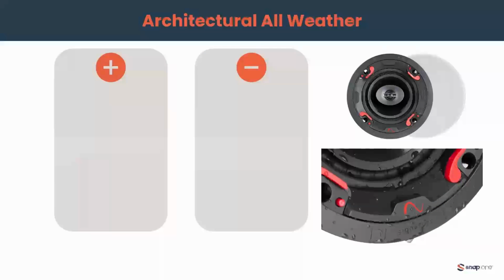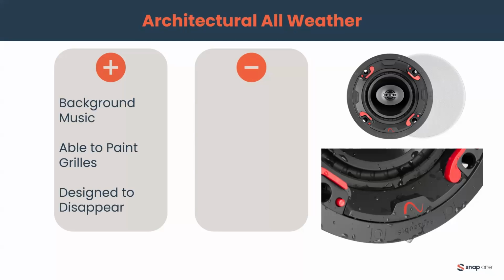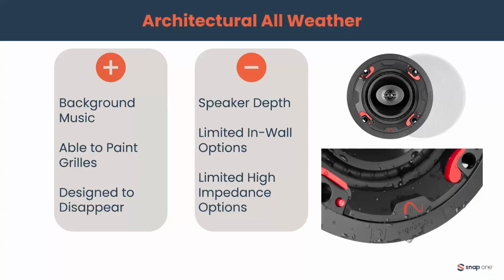Something that I think most of us actually forget about is we do have architectural all-weather speakers, whether in-wall or in-ceiling, and they're weather resistant and available in multiple sizes and configurations. Some of their benefits: they're great for background music, their grills can be painted to match decor, and they're designed to disappear into the ceilings and walls. Some of the downsides: they may not fit in a shallow mounting space, so you have to make sure you have depth. In-wall options are relatively limited, and you really have limited high impedance options as well. Then, of course, you also have to think about lifespan, especially in, let's say, high salt environments, so the coastal areas.